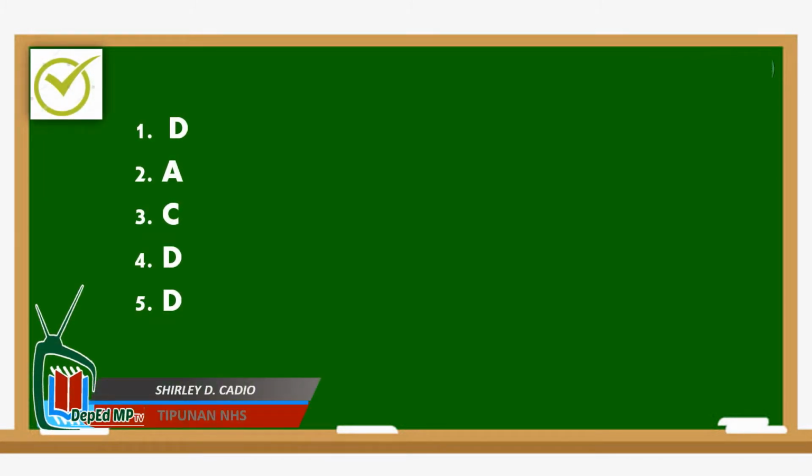Let's check your answer. For number 1, the answer is letter D. Number 2, letter A. Number 3, letter C. Number 4, letter D. And number 5, letter D.